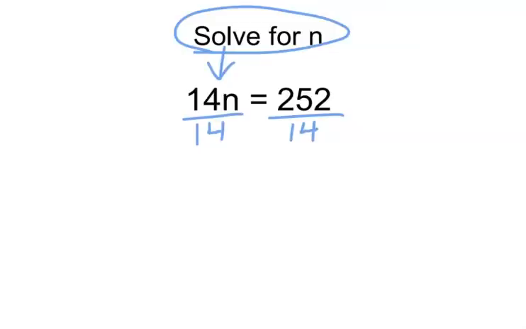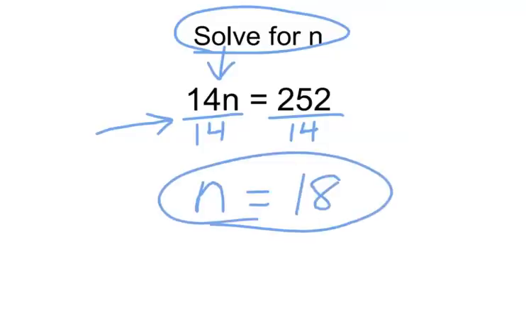And, of course, to get n by itself, we're just going to have to divide 14 by itself. 14 goes into 14 one time, so technically there's just one n left on this side. So I'm not going to put a 1 in front of the n because that's just one n. There it is. So at this point, we take 252 divided by 14, and that's going to give us 18. So n equals 18. And you can double check that by doing 14 times 18. And if you do that, it ends up being 252. So to solve for n, divide both sides by 14.